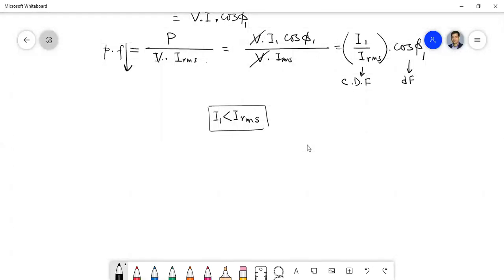So is it now clear why we get the power factor reduced for this type of non-sinusoidal current? Now, yes. This second point where we have said that there is distortion of the bus voltage. Okay, so distortion of the bus voltage. What do you mean by that?